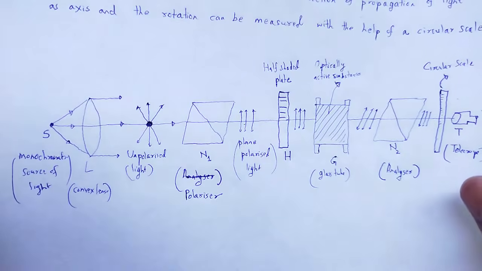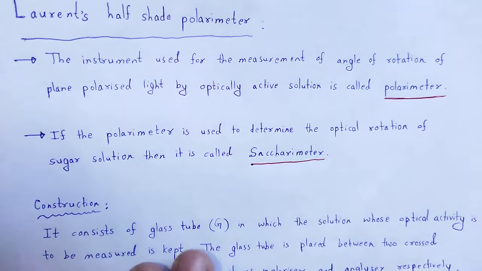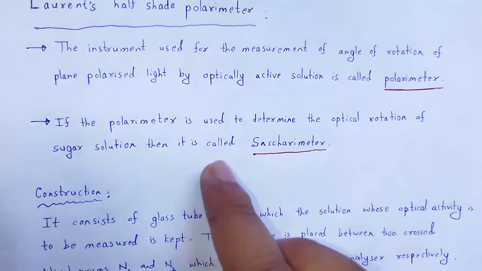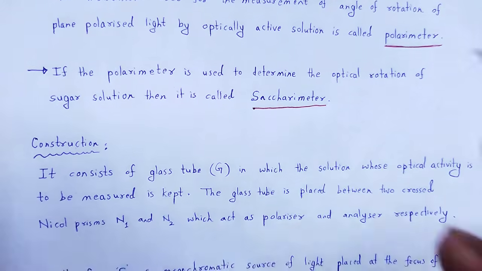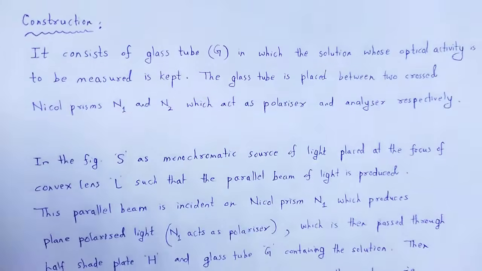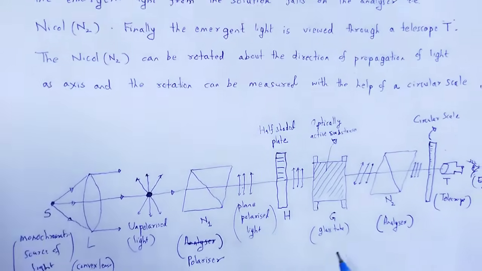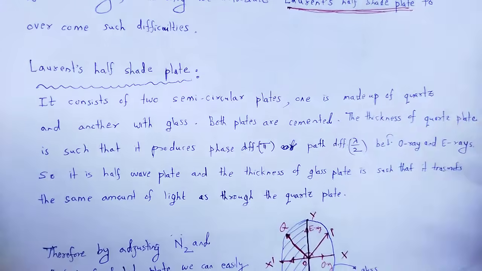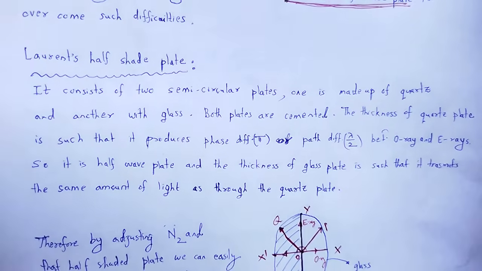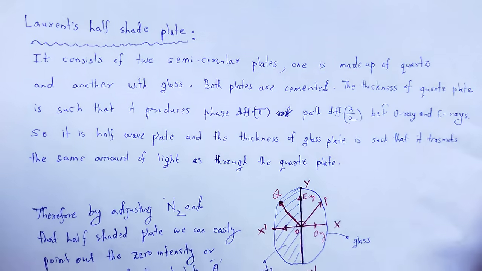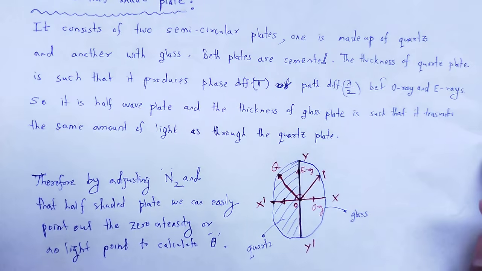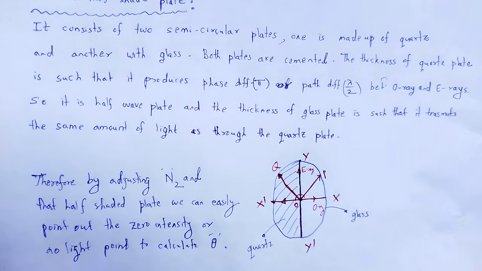So with the help of this video lecture, we understand the concept of the Laurent's half shade polarimeter. What is a polarimeter? If we use sugar solution, then it is called a saccharimeter. We also covered the construction of the Laurent's half shade polarimeter, then its working, and finally why the Laurent's half shade plate is used here, and its function as well as construction. So with these useful and informative notes, let me wind up the session.